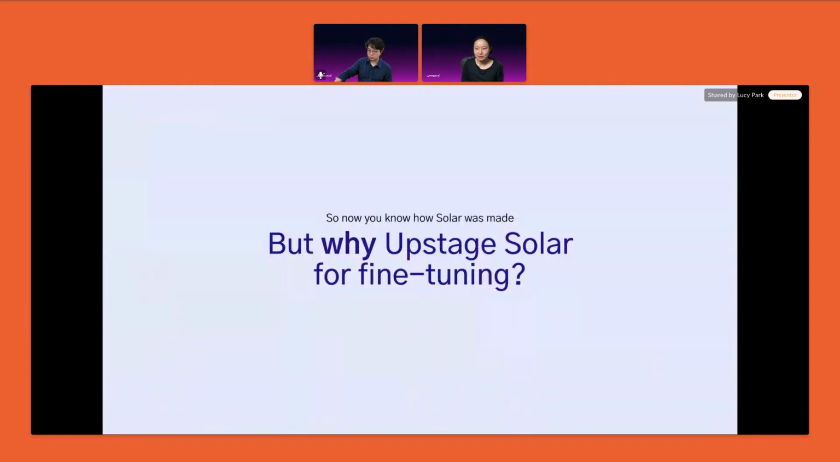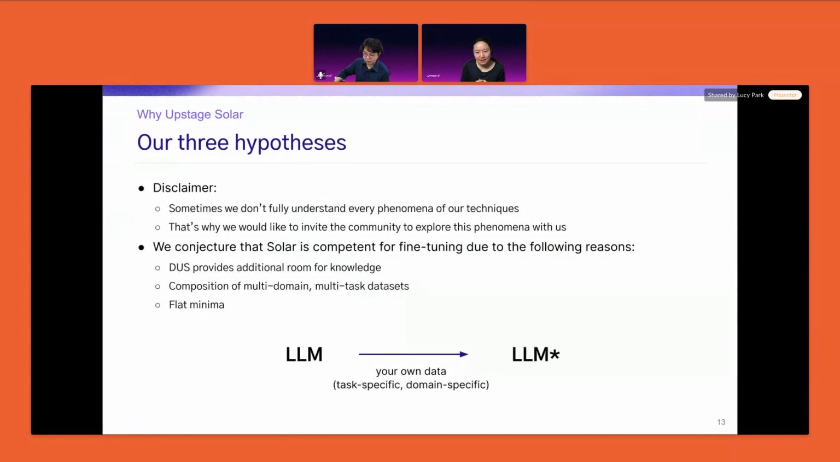So now that you understand how Solar was made, let's discuss why it's particularly suitable for fine-tuning. So we have three hypotheses. First, I would like to disclaim that Upstage always tries to stay on the cutting edge. But sometimes we don't fully understand every phenomenon of our models and techniques, which means we discovered that Solar might have an advantage for fine-tuning, but we don't necessarily know and have meticulously proved why. So that's why we would like to invite the community to explore this phenomenon with us. But meanwhile, we do have three main hypotheses to share, and I will walk you through them right now.